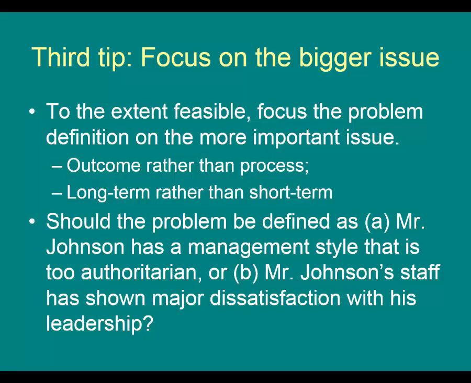Okay, which one did you say? Was it A or B? Well, I would say B. Staff are showing dissatisfaction with Mr. Johnson's leadership. And this may be because he's too authoritarian, or it may be because of something else. But it's more important that staff not be dissatisfied than that we make Mr. Johnson less authoritarian. Becoming less authoritarian may be a solution, but the more important condition is B.